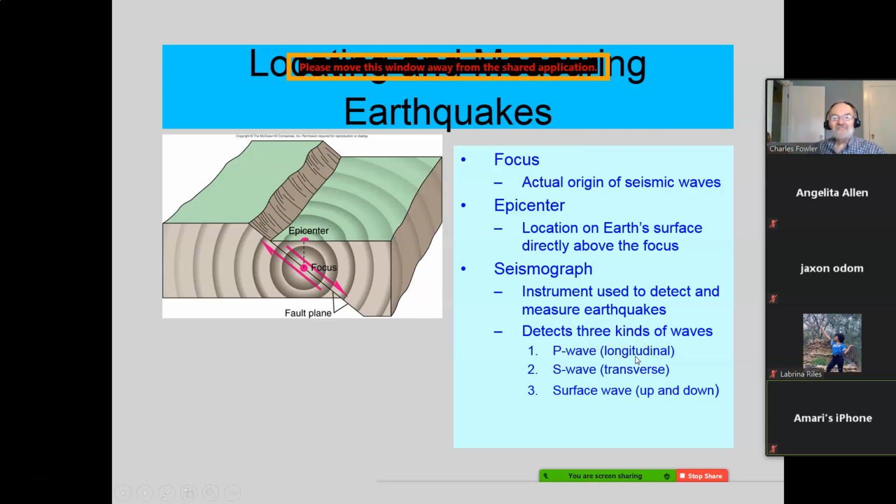They happen to be the fastest waves. They get to the seismograph first. Shortly thereafter, you get the secondary waves, the S waves or the shear waves. Those are transverse waves, and they get there second. And then finally, when the P and S waves reach the surface, they send out a number of surface waves parallel to the surface.